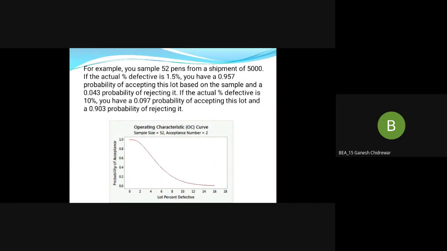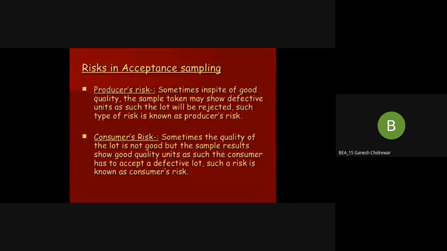This is the example. Now, risk in acceptance sampling. There are two basic types of risk while accepting the product: producer risk and consumer risk. Let's start with producer risk. Which risk may be there as we are a producer? We are the manufacturer of a product, so what risks will be there for acceptance sampling?